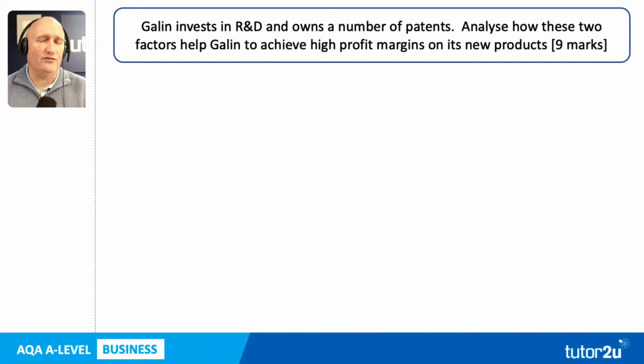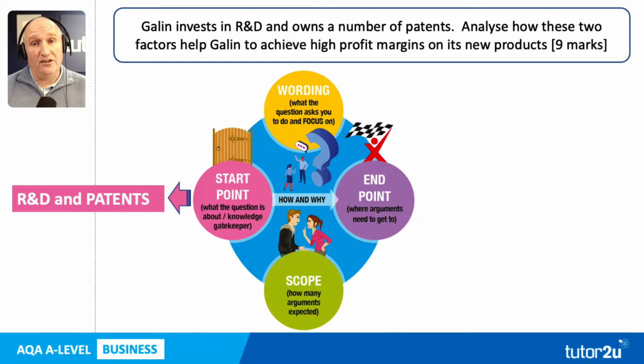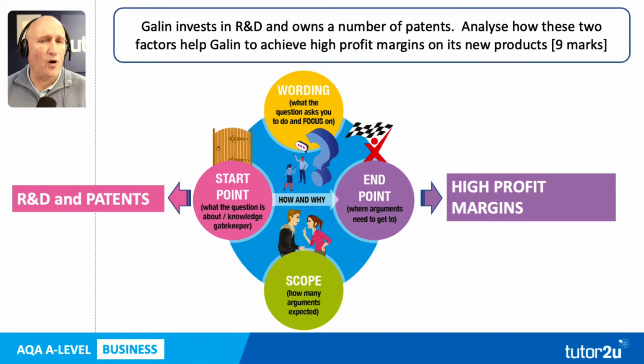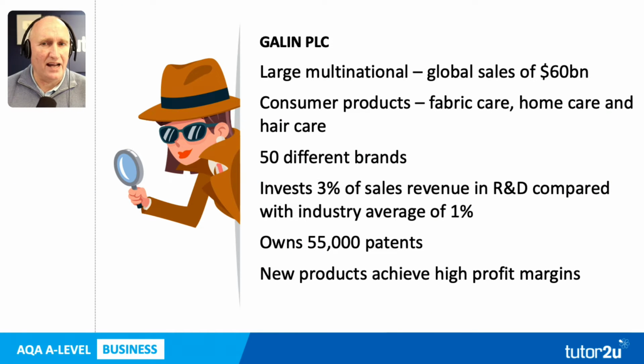So we have to unpick the demands of the question, and in particular make sure that we meet the demands of the question in terms of the range and what the examiner asks us to focus on, the wording of the question. So clearly this question is about those two things that Galen does: investing in R&D, research and development, and also owning patents. But we need to get to how and why that might result in high profit margins on new products. So, quick summary of what we learned from the case study information.